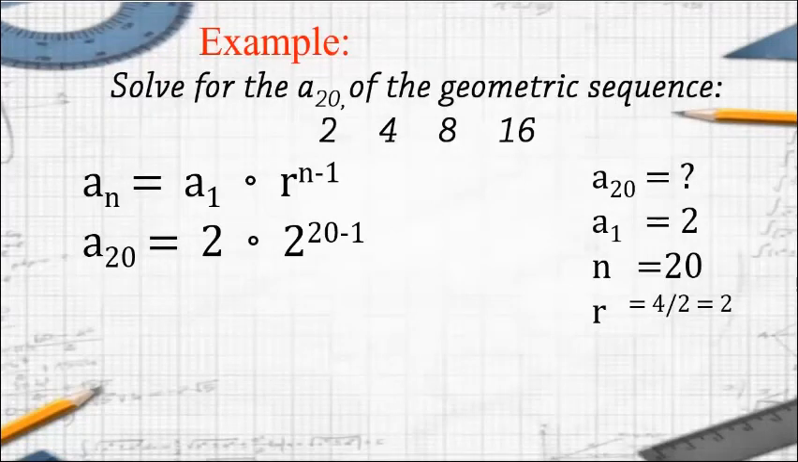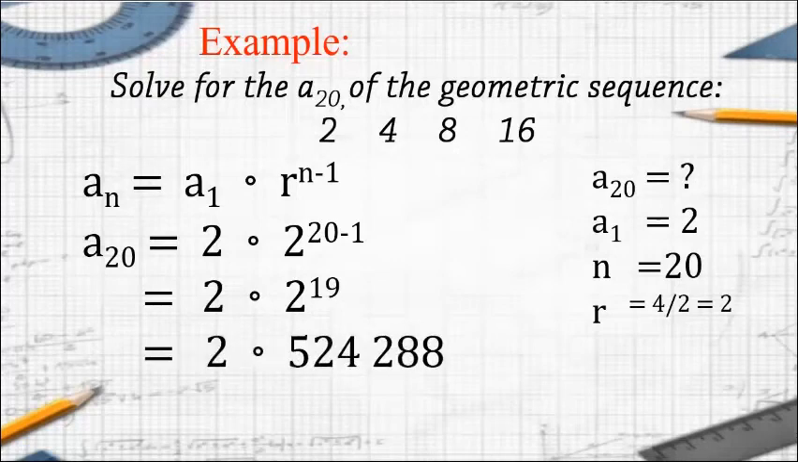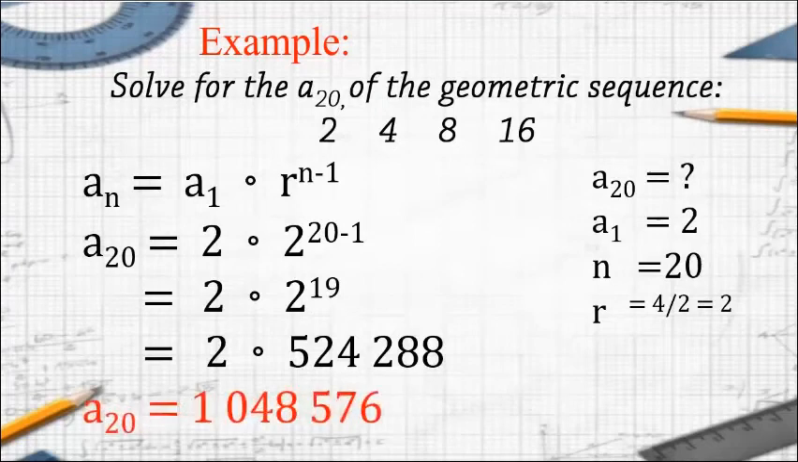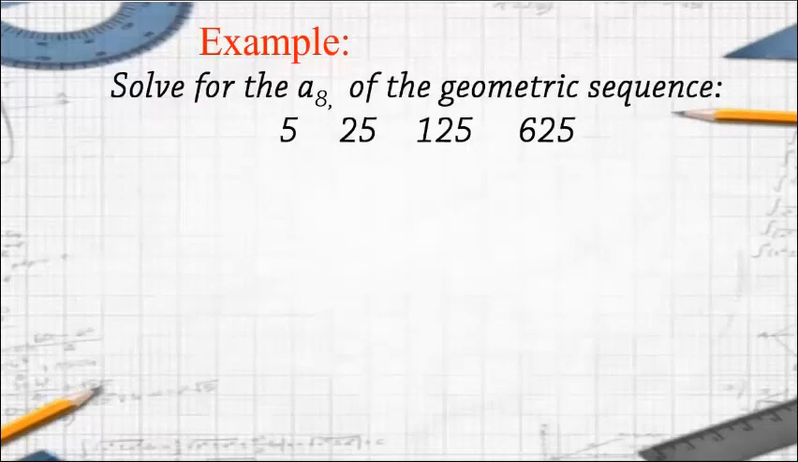So let's subtract first 1 from our exponent. So it will become 2 multiplied by 2 raised to 19. So let's simplify first 2 raised to 19. So we will have 2 times 524,288. After this one, let's multiply 2 by this product. So we will have a sub 20 is equal to 1,048,576. Let's try another. So for a sub 8 of the geometric sequence 5, 25, 125, and 625.